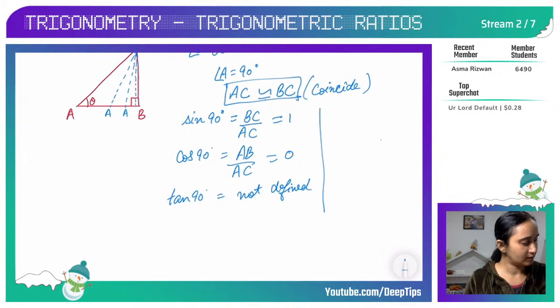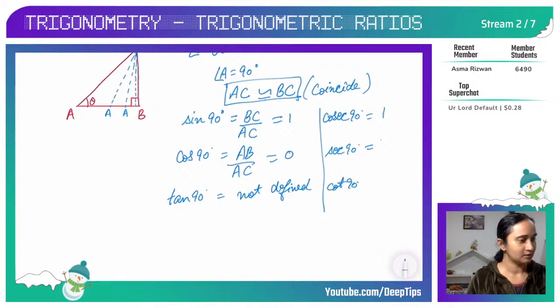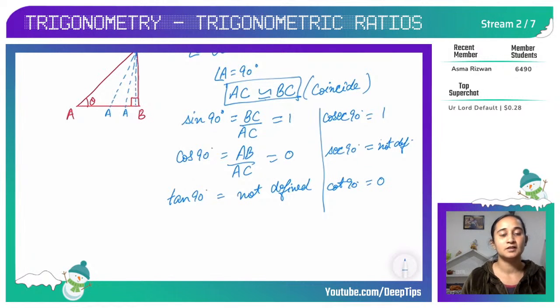Now if you look at the other trigonometric ratios, cosecant 90, secant 90 and cot 90. Cosecant 90 is 1, secant 90 will be not defined and cot 90 is 0. So these are very important trigonometric ratios from the board perspective, because definitely one question comes in the board exam based on the angles. When you solve height and distance questions or other normal questions, you need to know the values.